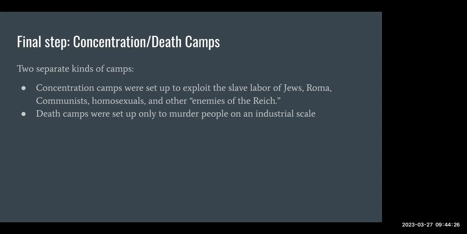We're going to go through them in a second. You'll see them on a map. But these six camps were set up for the sole purpose of murder. Murder on a large scale. Murder as quickly as possible. Thousands and thousands a day.